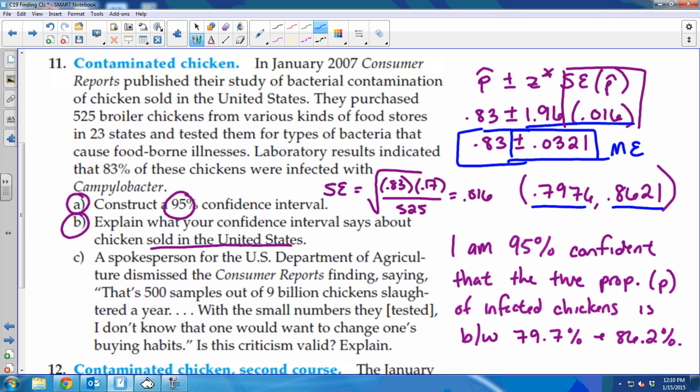Okay, questions about where that came from? All right, then let's talk about part C. This will make you think about some things with confidence intervals.